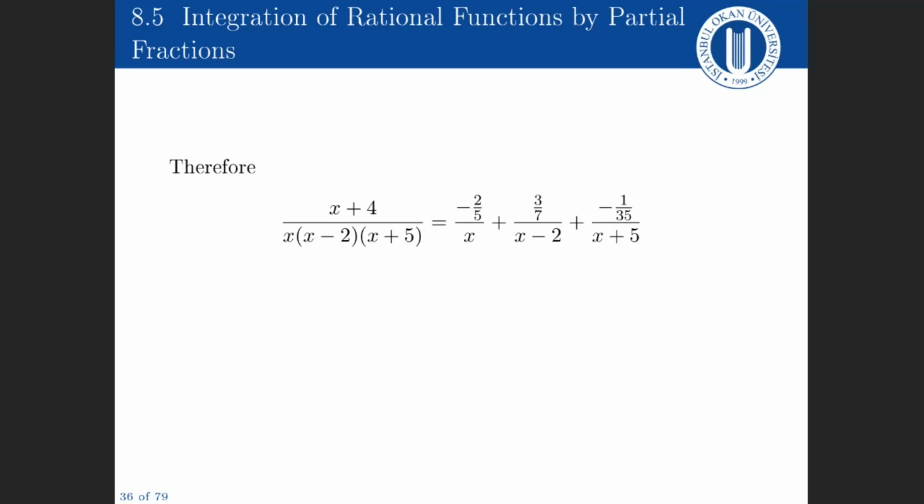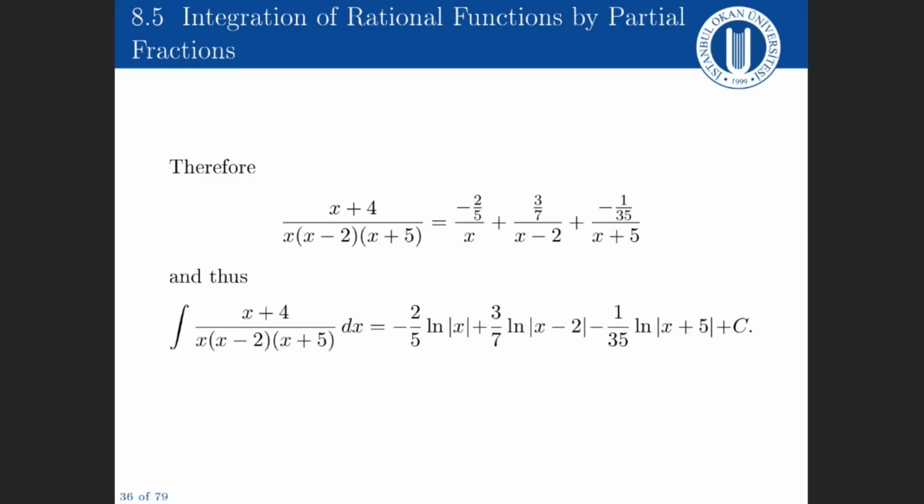So the partial fractions is minus 2 over 5 over x plus 3 over 7 over x minus 2 plus minus 1 over 35 over x plus 5. And therefore the integral that we're trying to calculate is one that we can do quickly. Minus 2 over 5 natural logarithm of x plus 3 over 7 natural logarithm of the absolute value of x minus 2 minus 1 over 35 natural logarithm of x plus 5 and plus a constant. Yes, I know I already used c, but I'm using it for something else now.